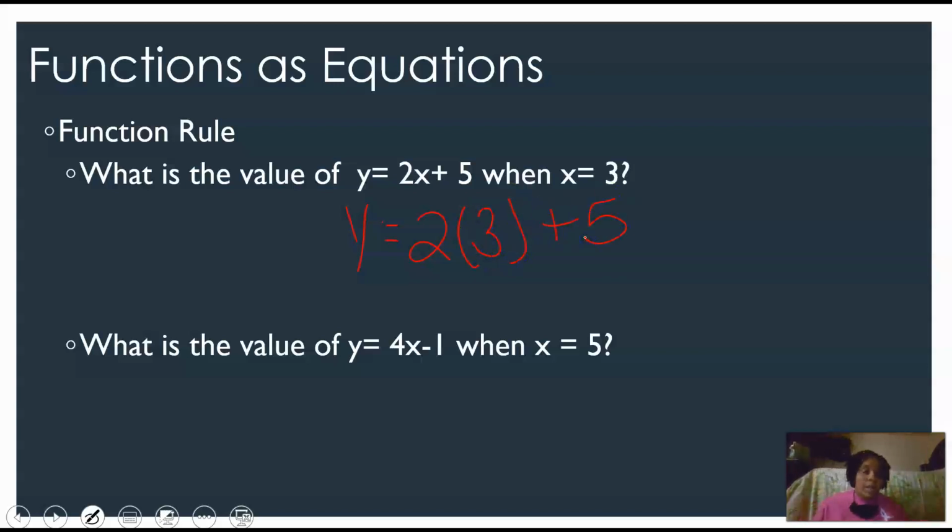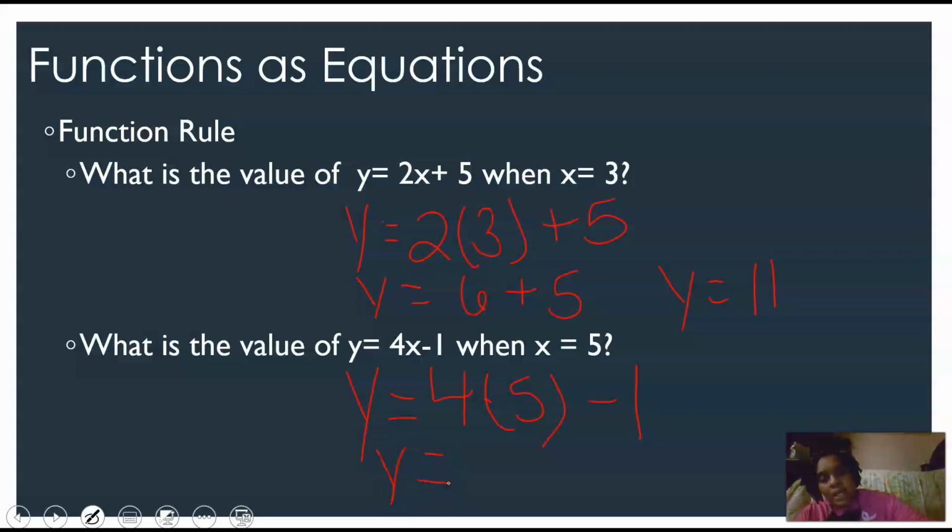So what is y when we know that x is 3? y is 6 plus 5, and y is 11 when x is 3. Now, when we know that x is 5 in this rule, y is 20 minus 1, which is 19. Once again, this functions as equations is pretty simple.